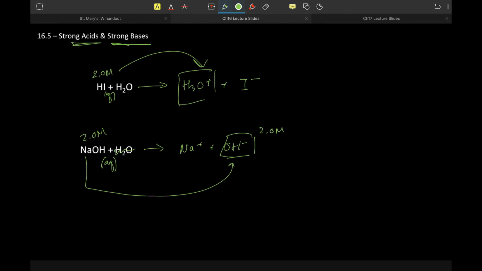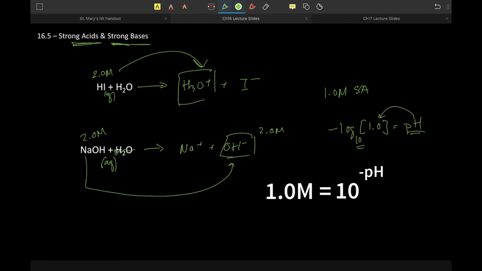Do be mindful that sometimes you will find yourself coming up with a negative pH, which you should find makes total sense. Because if we have a 1 molar concentration of a strong acid, negative log of 1 equals our pH. If we think about this, 10 to the what is going to give us 1? Correct, 0. That means my pH equals 0.